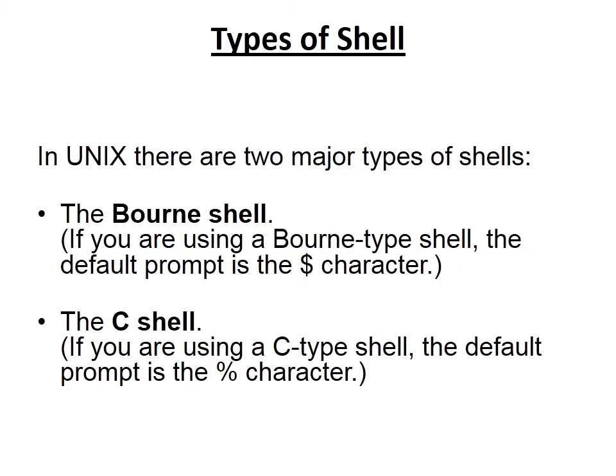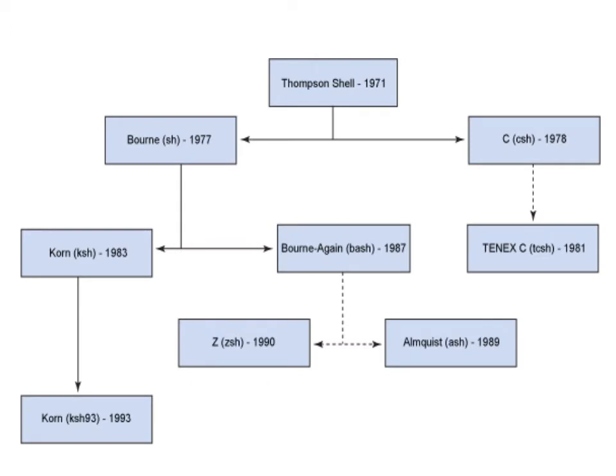As we know the definition of shell, now let's see the types of shells. In Unix, there are 2 types of shell, that is Bourne shell and C shell. This picture shows us the different types of shells. Basically, the shell is divided into Bourne shell and C shell.